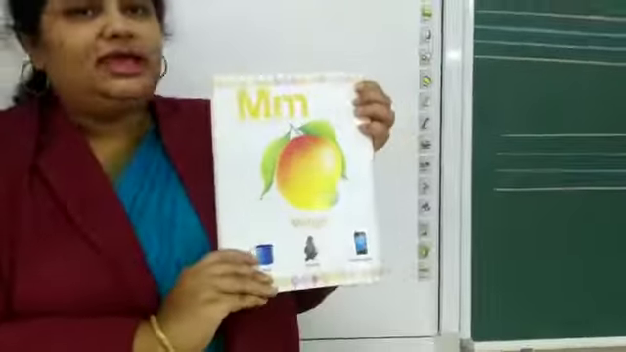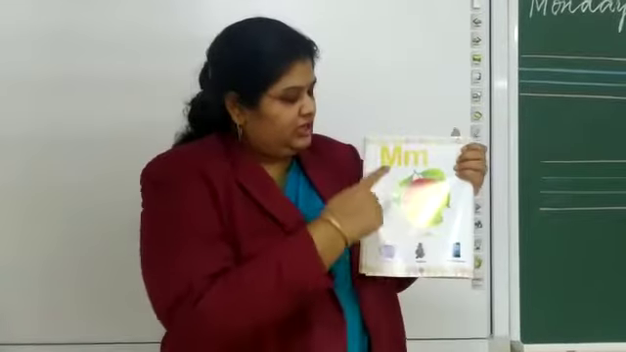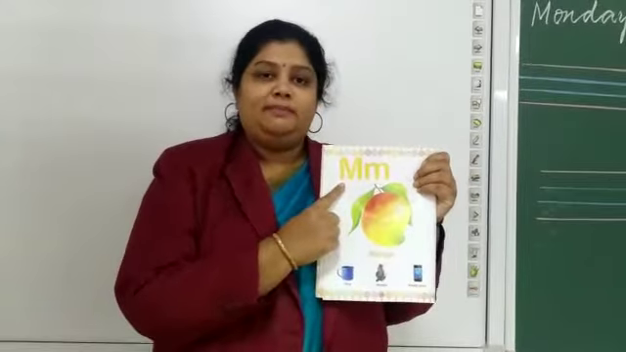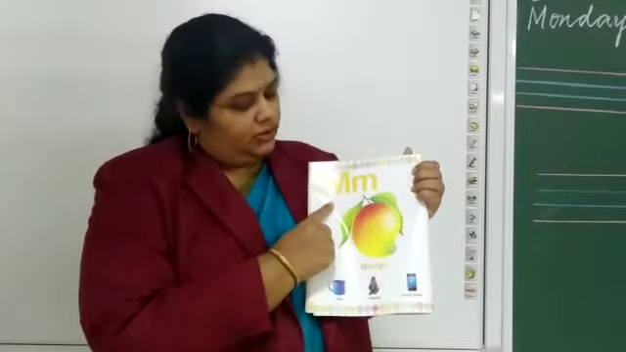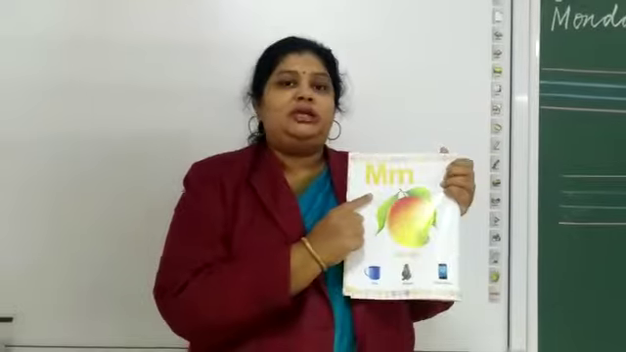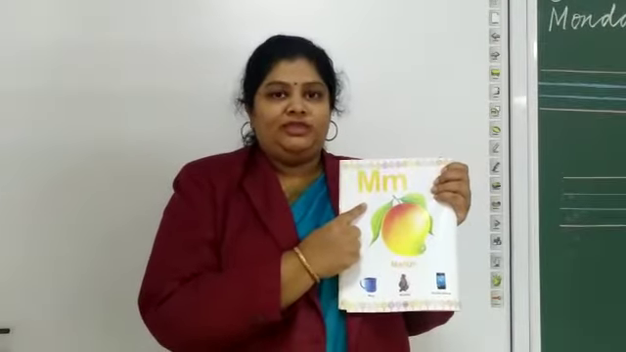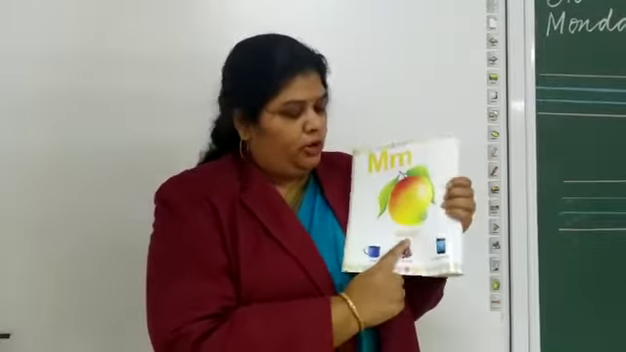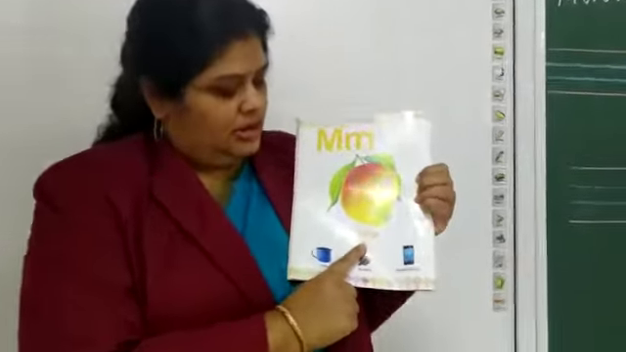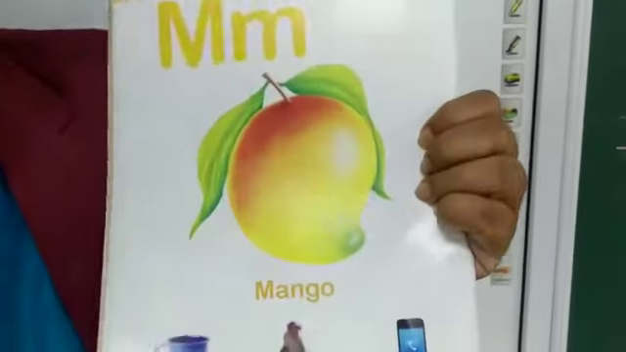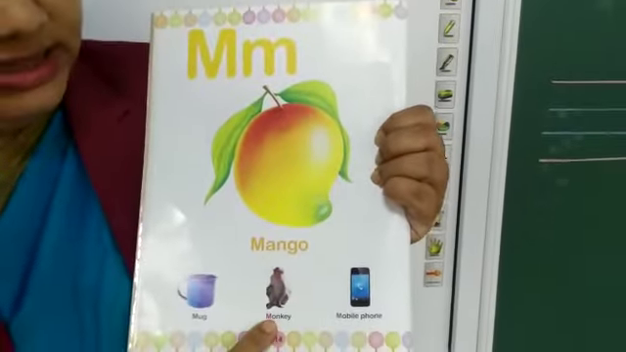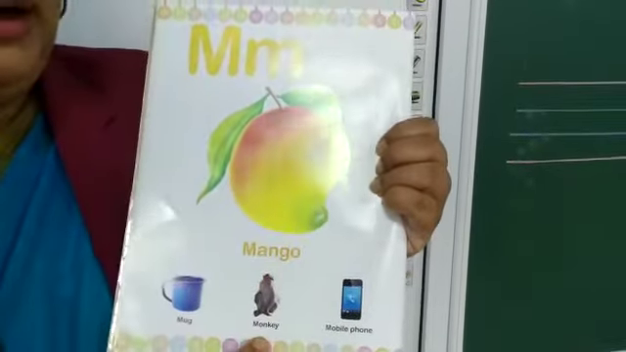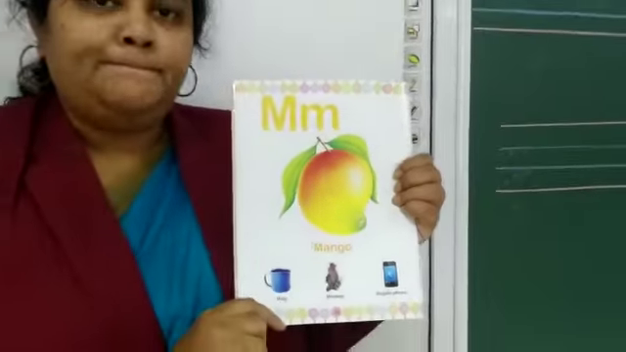The next letter is M. See the letter M. The phonic sound of M is M. Okay? Repeat, all of you should repeat. You should not keep just listening to me. Repeat along with me. M says M. Mango. You all like mangoes to eat? Mango. Monkey. See, monkey and mango. M for mango and monkey. The phonic sound is M.